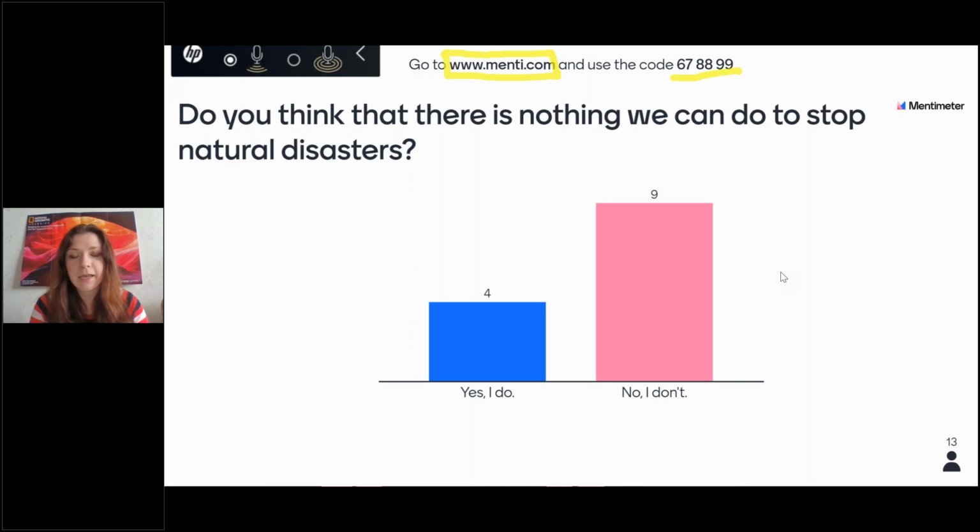So we can see that the results are a bit different, right? Some of you believe that this is in our forces to stop natural disasters, or maybe to minimize them. Others believe that everything is just the nature, and we just have to accept it as it is. Okay.